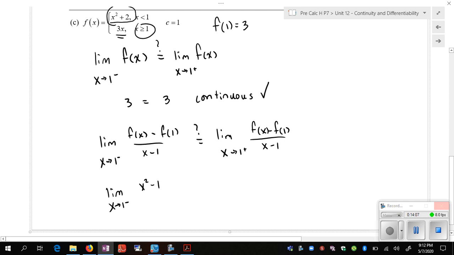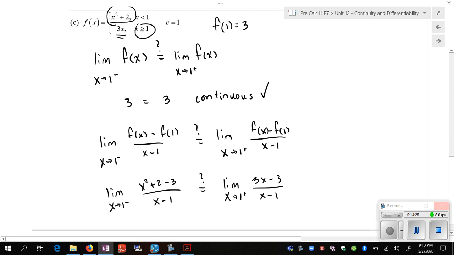And maybe I'll show the work for that. I said it out loud, but it's x squared plus 2 minus 3 over x minus 1. And we're comparing that to the limit from the right, which would be 3x minus 3 over x minus 1. So then this becomes x squared minus 1 up top. That's just combining like terms. I could just rewrite the top like that. And then this becomes 3 times (x minus 1). And that's just GCF factoring.